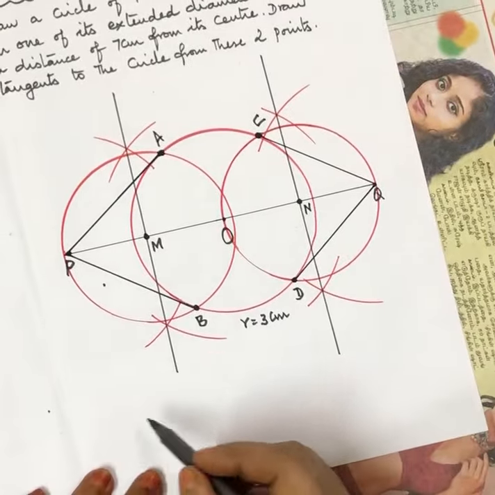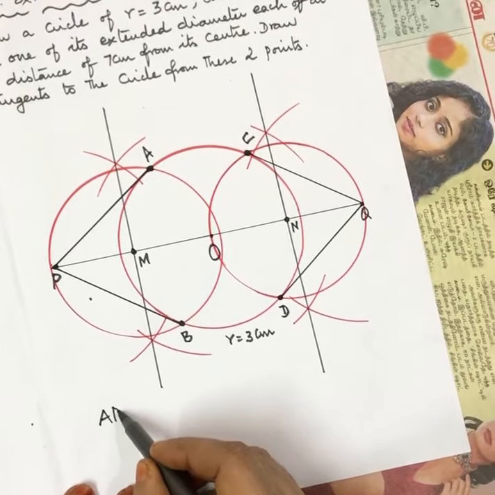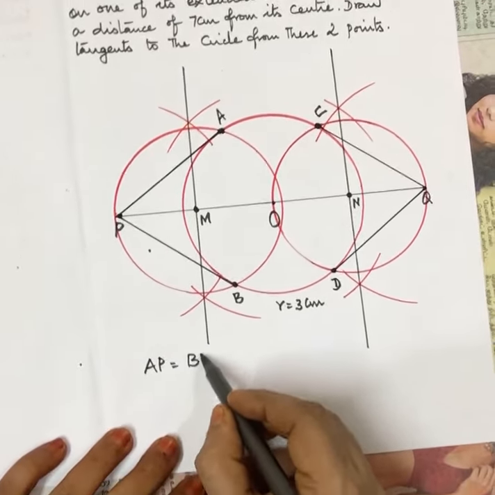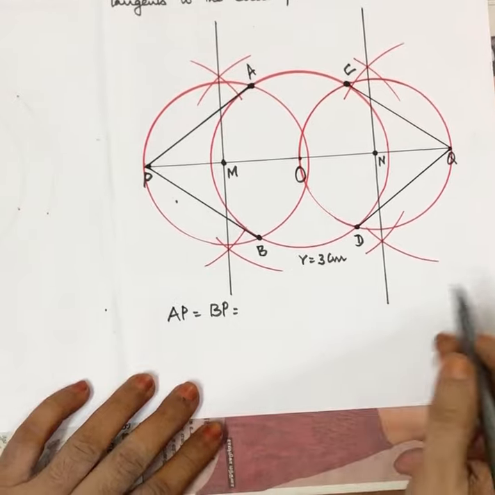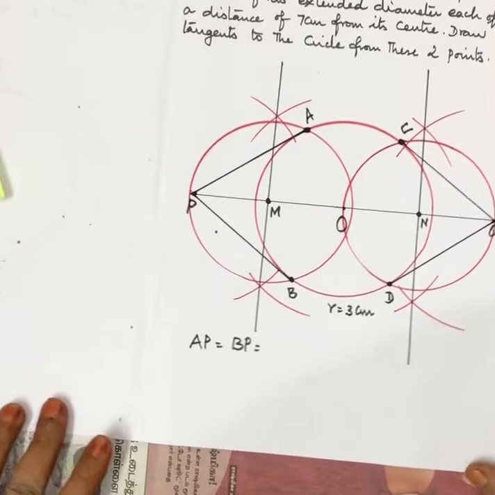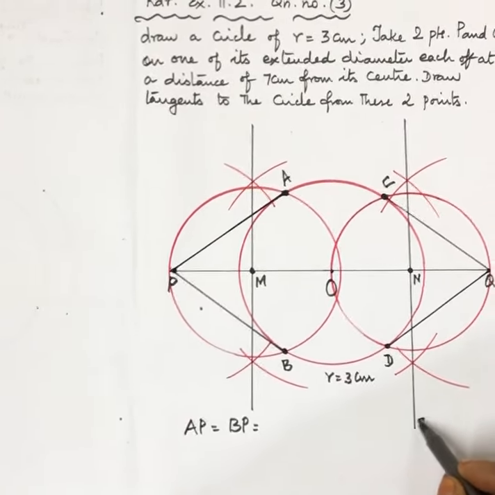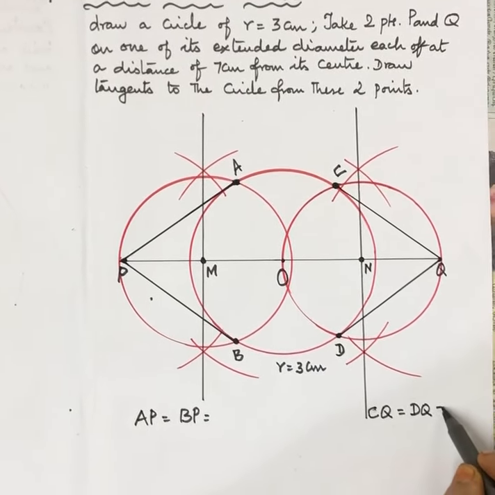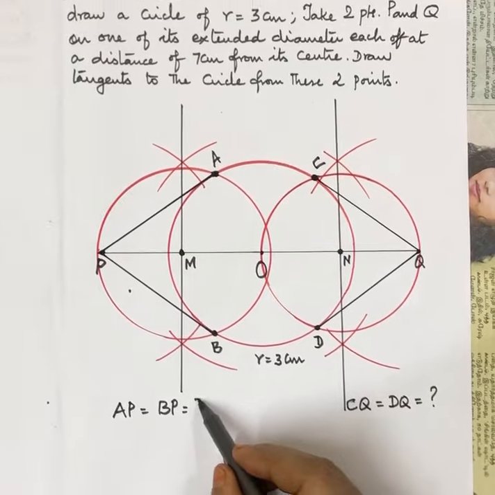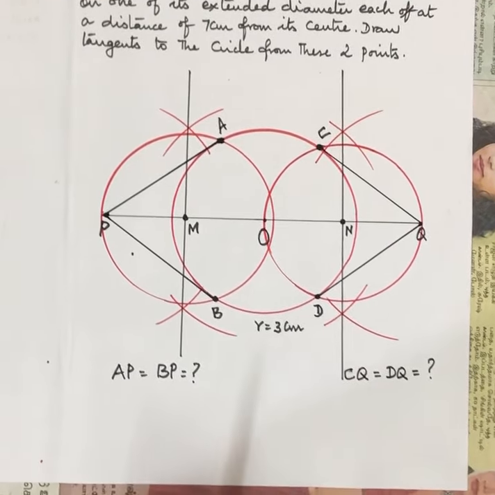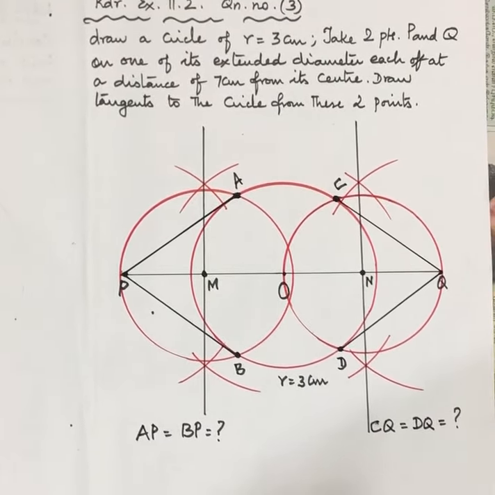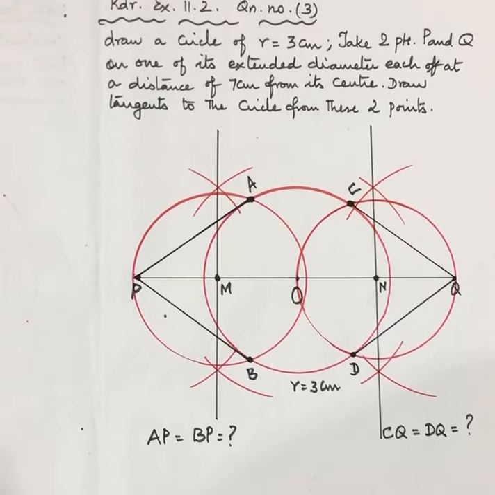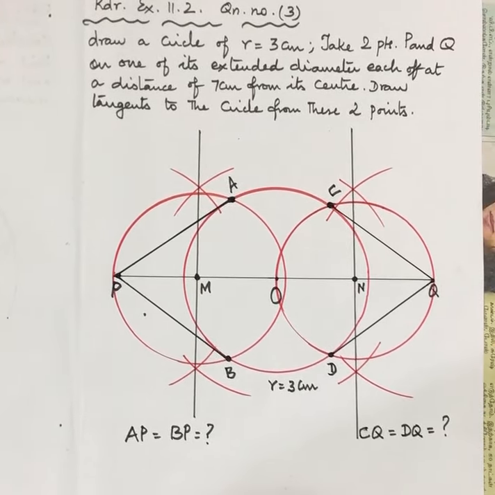Now you have to measure AP, BP. Same way here you measure CQ, DQ. Measure and we shall check with your actual calculation. So this is how you are going to do this construction.